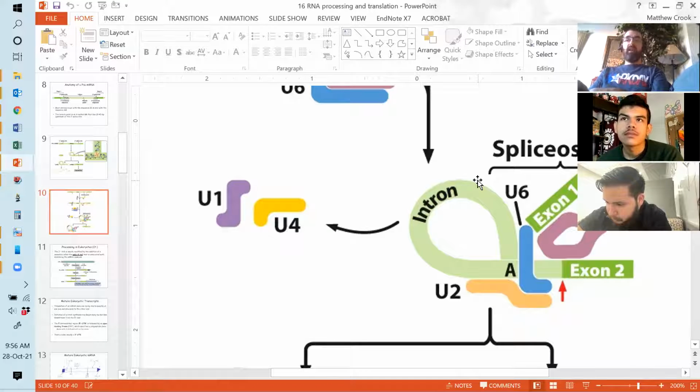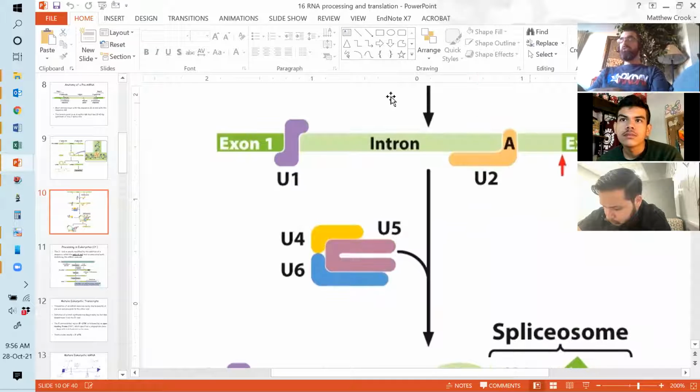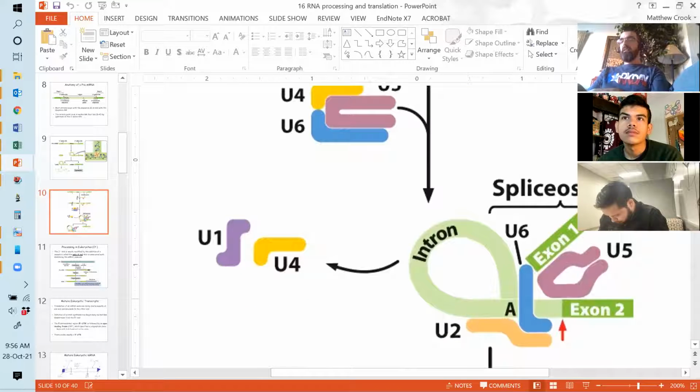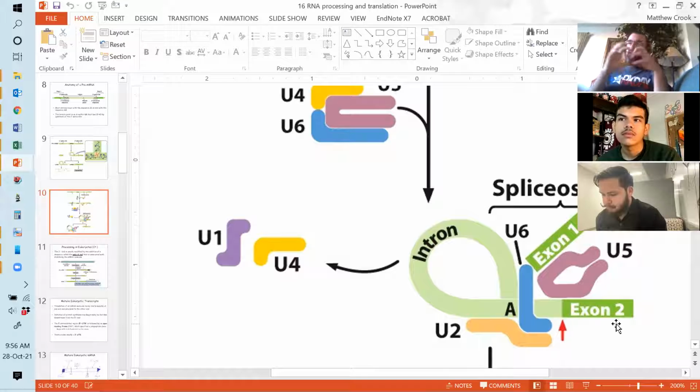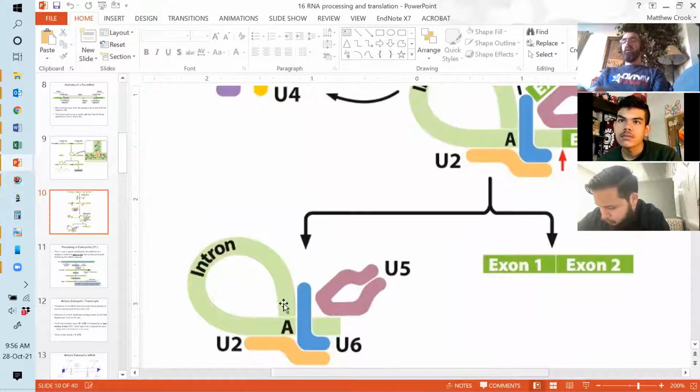And so it's a very carefully choreographed process. Recognition. Snurps coming in, cutting, formation of this complex, right, where we have still all the pieces that we had before, exon 1, 2, and the intron, and then a careful kind of reshuffling where exon 1 is stuck onto exon 2, and the intron is displaced with all of the spliceosome proteins.